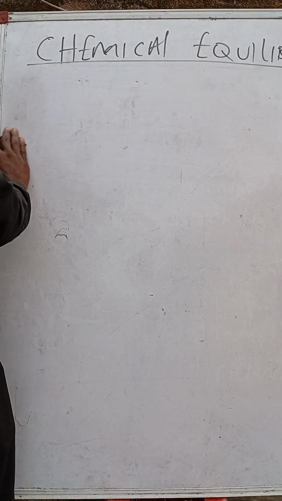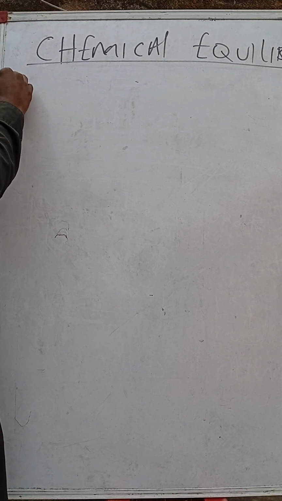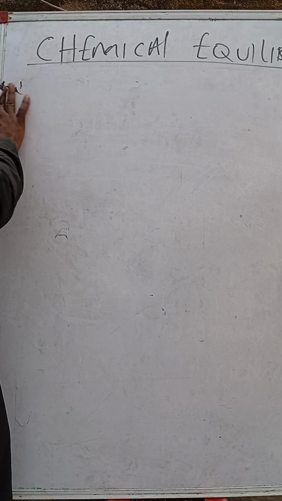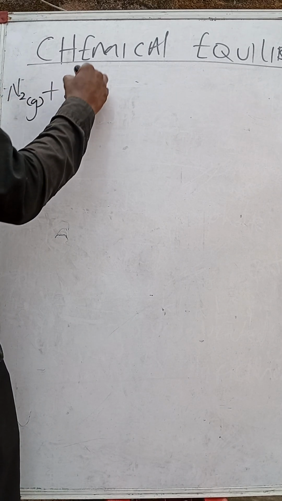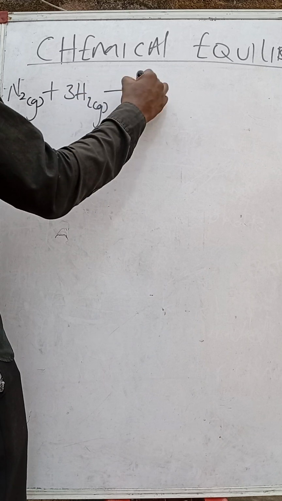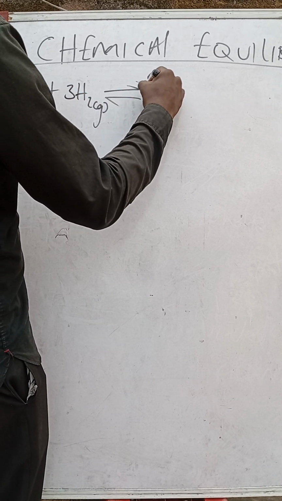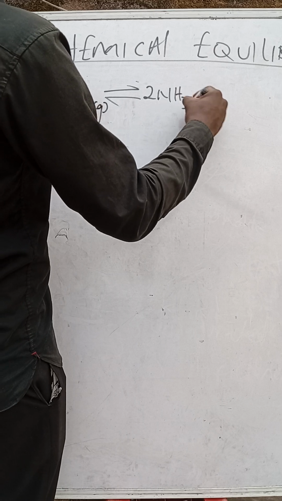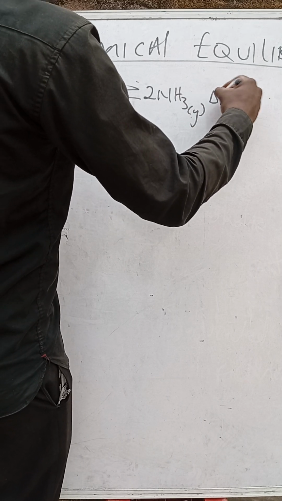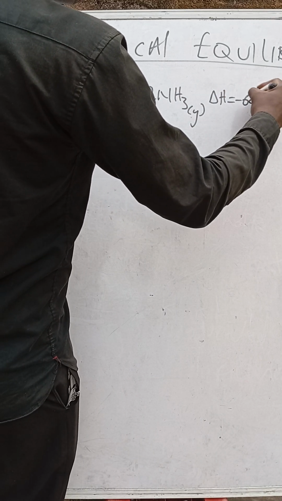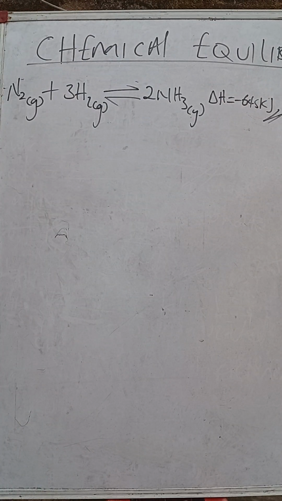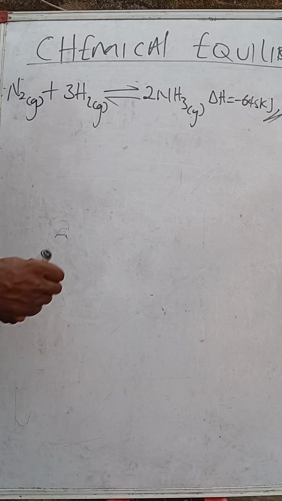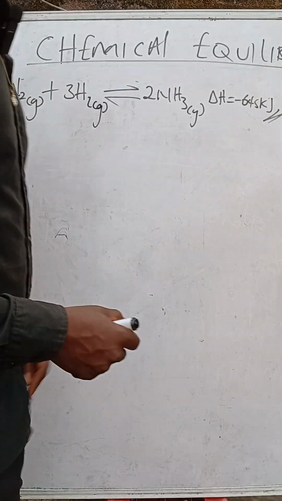So let's take, for instance, the Haber process: N2 gas plus 3H2 gas to give 2NH3. Now, we all know that this process is exothermic, with a delta H of around negative 645 kilojoules, in this range. This is the simple Haber process, having this enthalpy change.